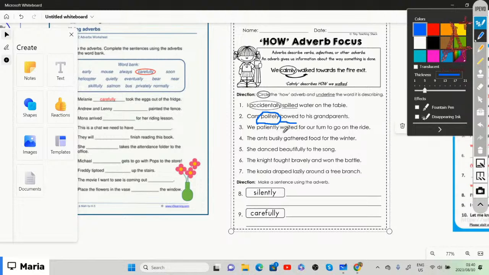We patiently waited for our turn to go on the ride. So waited is a verb. Right? So now we need to find the adverb that tells us about our verb. And then we can say, how did he wait? He waited patiently.